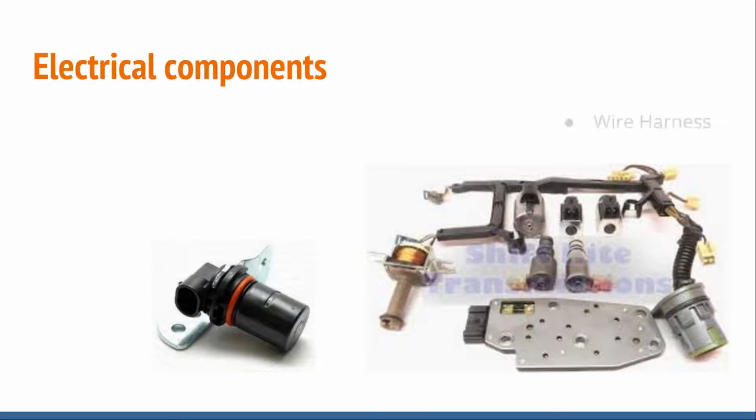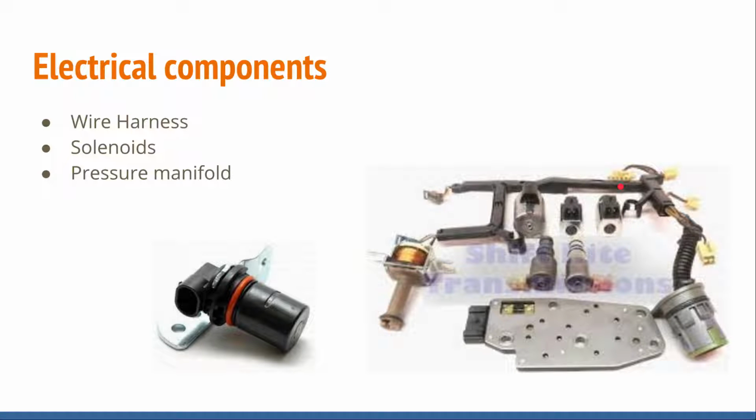Our electrical components, you can see a wire harness here. That's our internal wire harness, so that's submerged in fluid. Our solenoids, we have our shift solenoids right here. Our pressure manifold, that's this little guy right here.